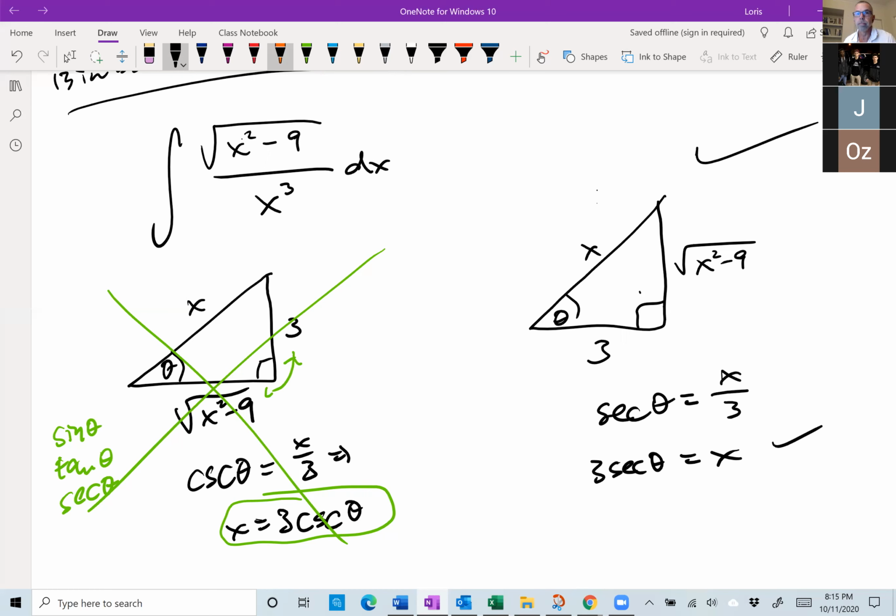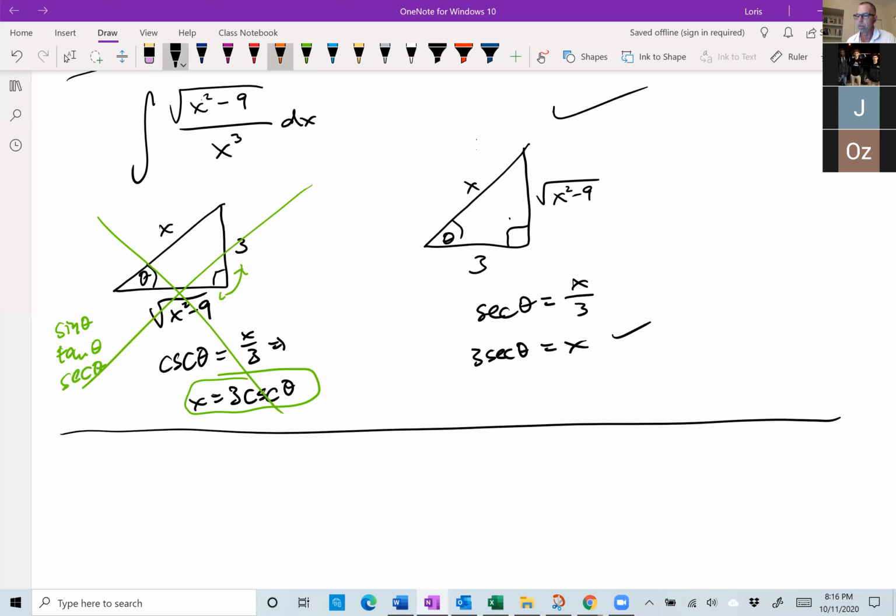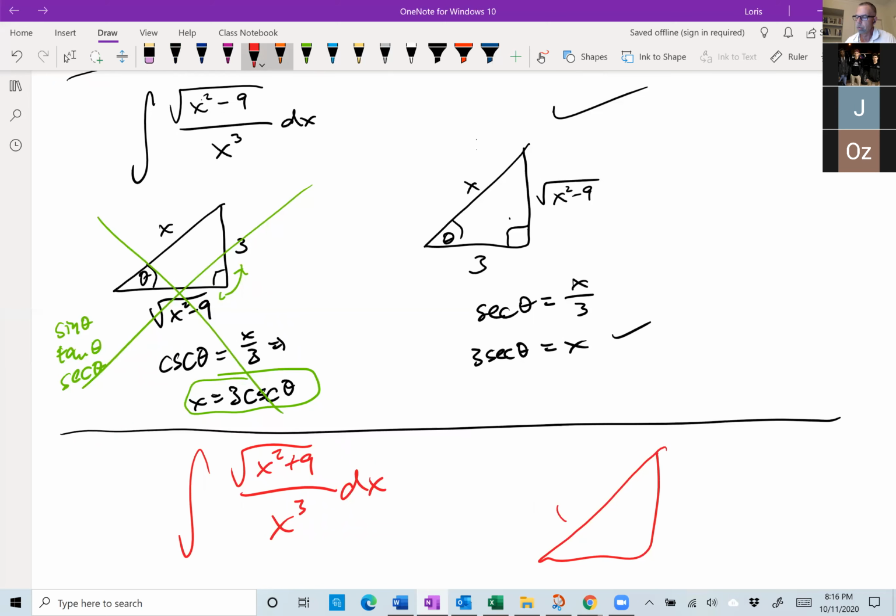So let's look at another one that's similar. I would give you that in the homework, but on a test, I'd give you the integral of square root of x squared plus 9 over x cubed dx. Now it's a different triangle because there's a plus. The only way there can be a plus is if that square root is on the hypotenuse. So this one would be square root x squared plus 9. The x goes here, the 3 goes there for tangent. So tangent of theta is x over 3. 3 tangent theta is x.